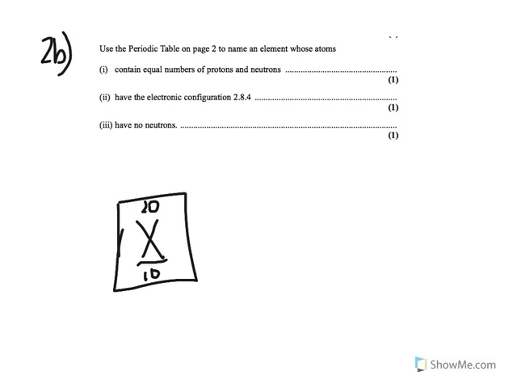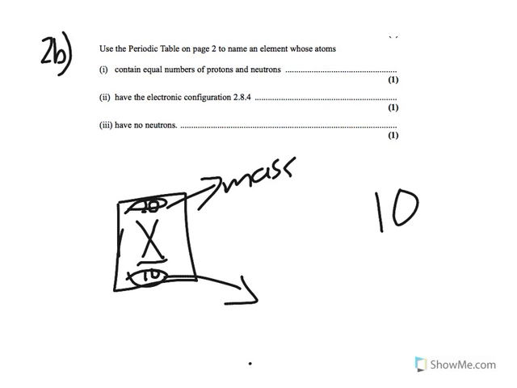Alright, question 2b(i) is asking you to use the periodic table to name an element whose atoms contain equal number of protons and neutrons. So I'm just going to quickly show you the periodic table, like how elements are designed. Basically, this number over here is the mass number, and it tells you the number of neutrons and protons. This number over here tells you the number of protons. So this minus this number will actually tell you the number of neutrons. And in this case it's 10, because 20 minus 10 is 10.